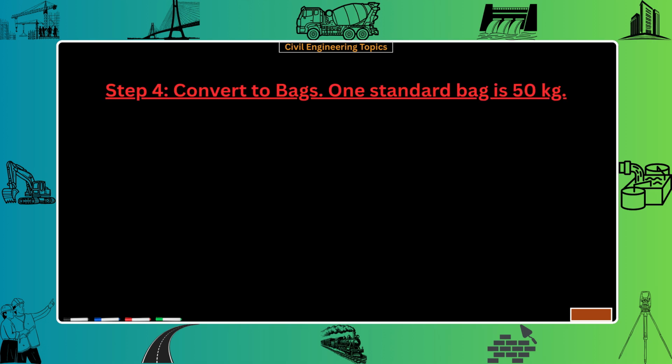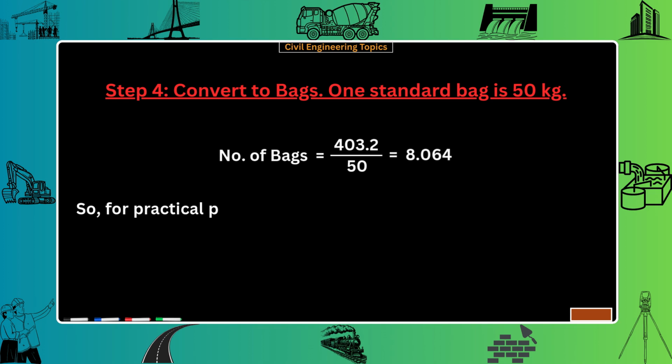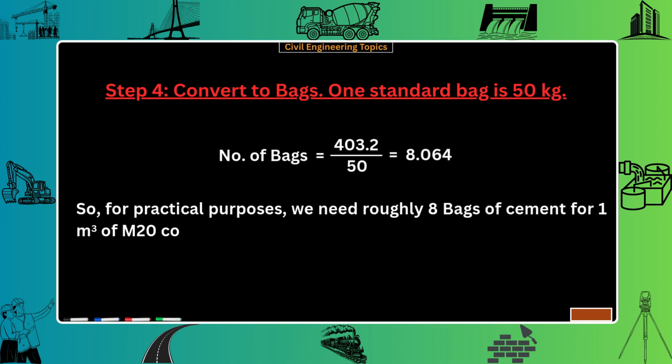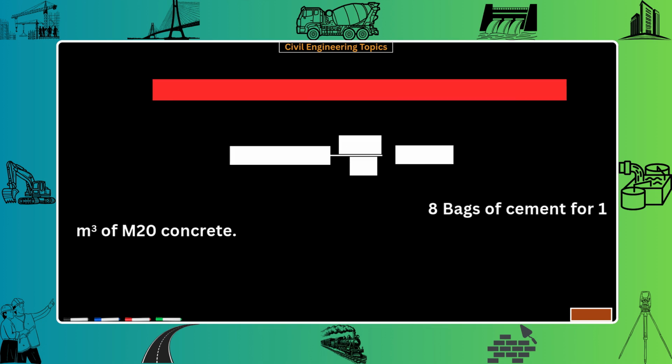Step 4. Convert to bags. 1 standard bag is 50 kg. Number of bags equals 403.2 divided by 50 equals 8.064. So, for practical purposes, we need roughly 8 bags of cement for 1 cubic meter of M20 concrete.